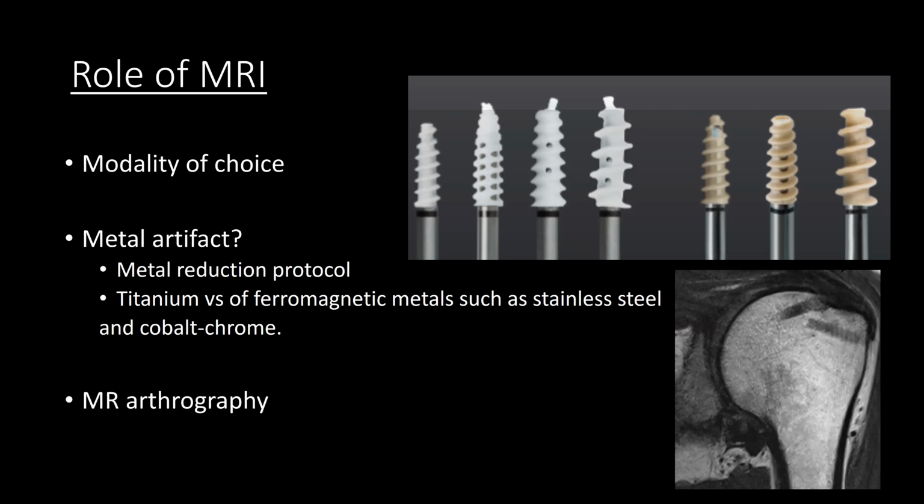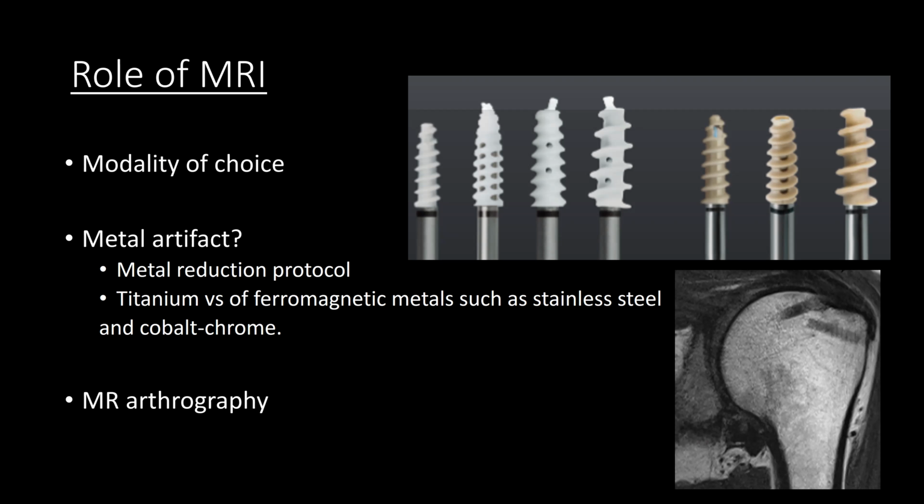One of the challenges of postoperative MRI is the presence of metal, which can obviously be reduced using modified metal reduction protocols. Although I have to mention that most recent orthopedic hardware used in arthroscopic shoulder surgery is made of titanium, and that significantly reduces the artifact resulting from hardware compared to the older orthopedic hardware made of ferromagnetic metals such as stainless steel or cobalt chrome.